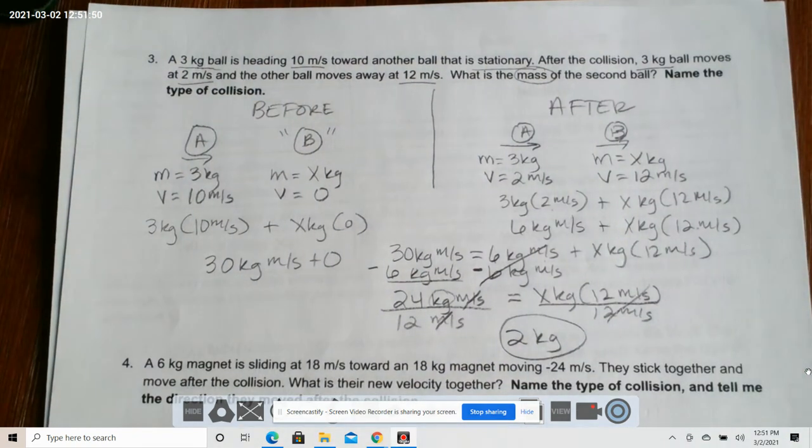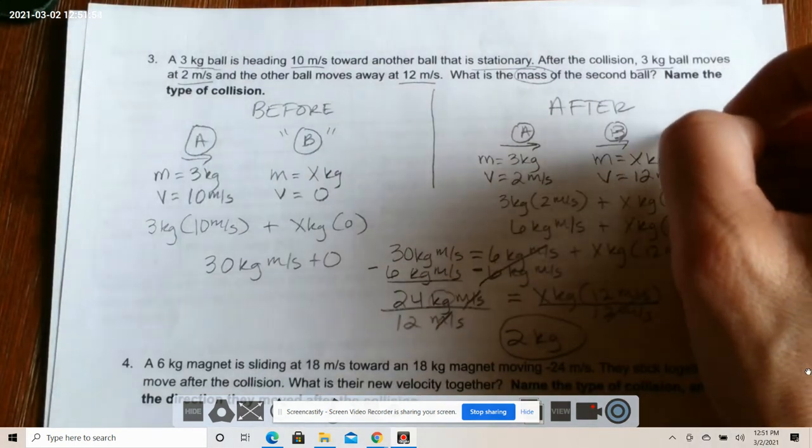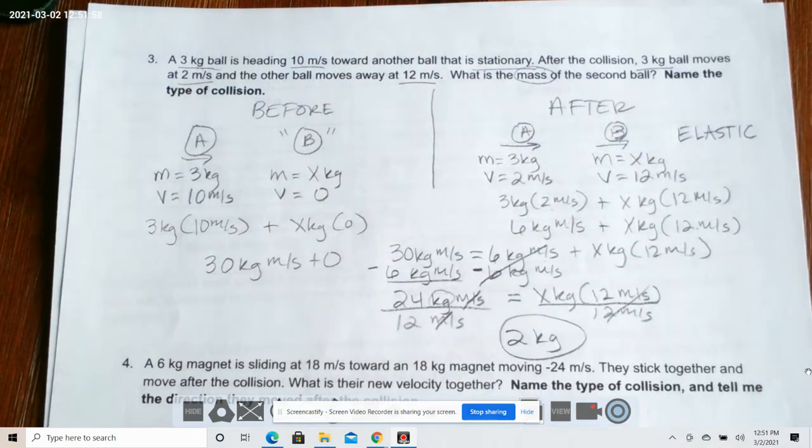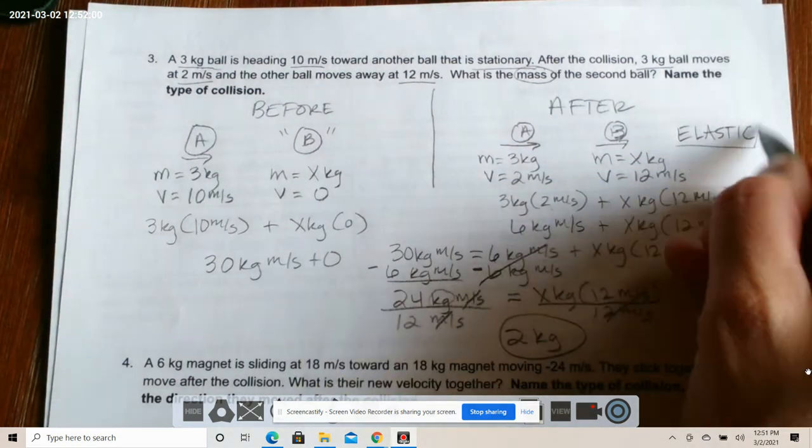And the type of collision, they bounced away from each other. It's going to be an elastic collision. Elastic. I'll put it in a box so we all can see it.